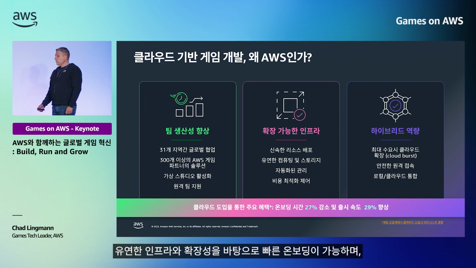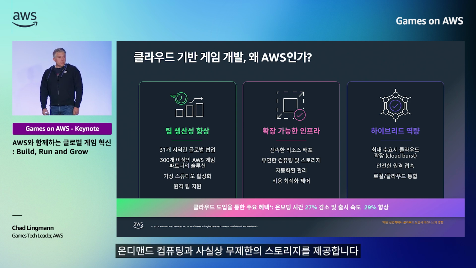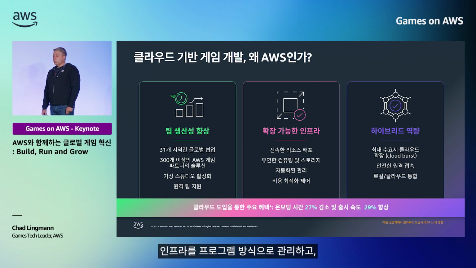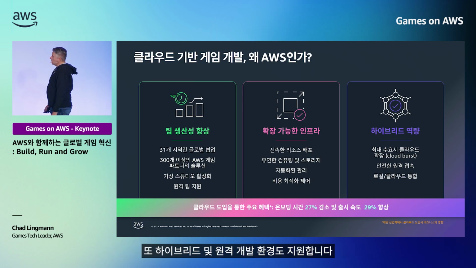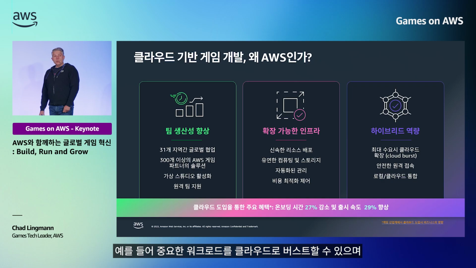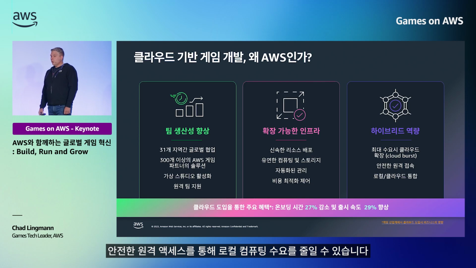We have flexible infrastructure and scaling, which gives you quick cloud development ramp-up. We have on-demand compute resources and virtually unlimited storage. You get programmatic management of your infrastructure and configurable guardrails and budgets. We also provide hybrid and remote capabilities. For example, you can burst to the cloud for critical workloads, and you can reduce local compute demands, all with secure remote access.